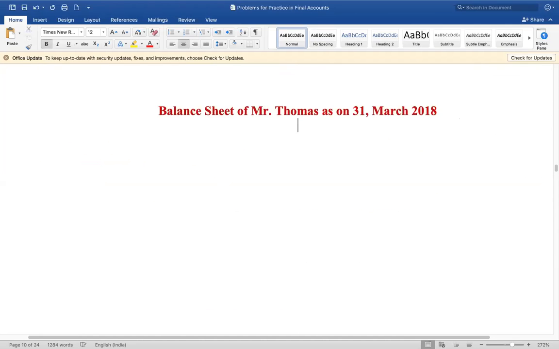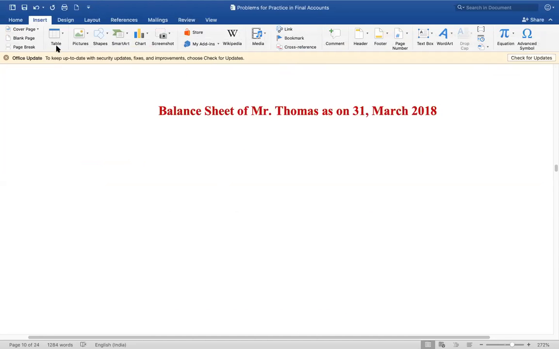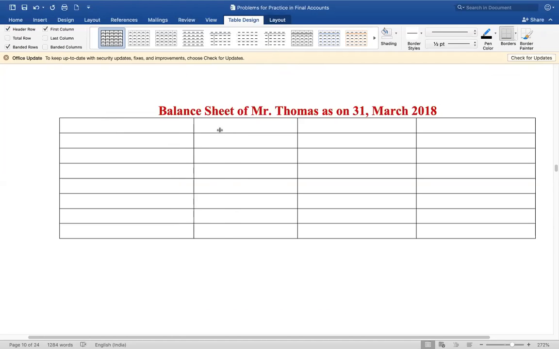Now let's take pencil and scale again and draw a table with 4 columns. The first column broad, second narrow, third again broad, and the fourth narrow. First write particulars, liabilities, amount, and assets, amount.